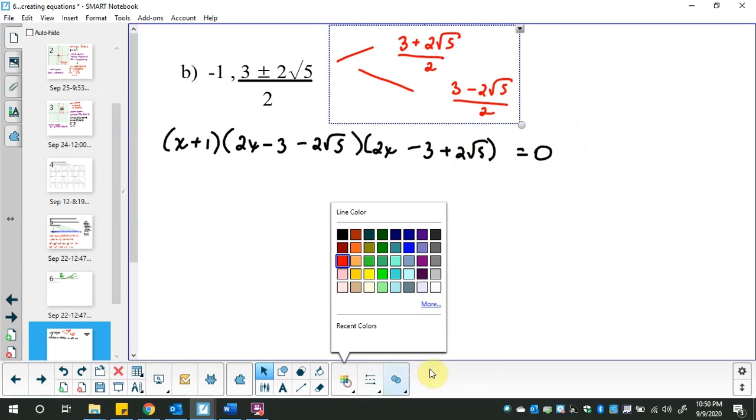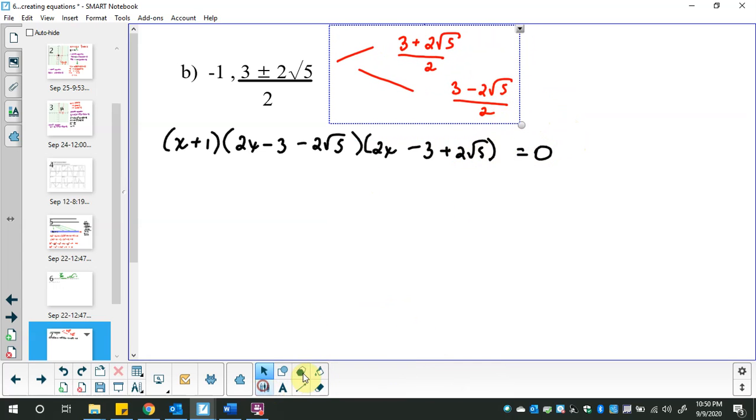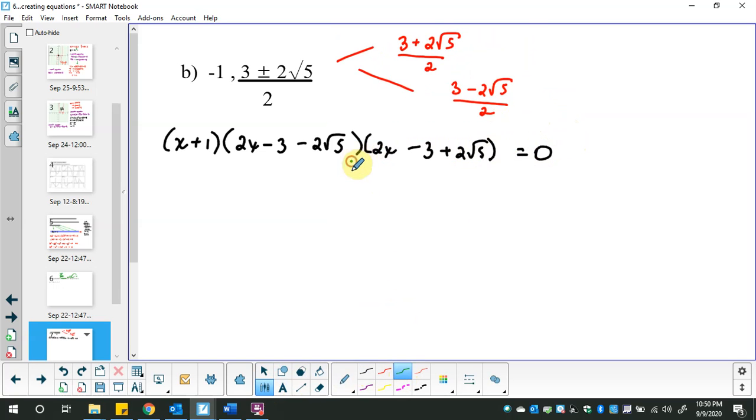So my recommendation is that you FOIL this first, because good things are going to happen. So I'm going to leave my x plus 1 sitting out front for the time being.